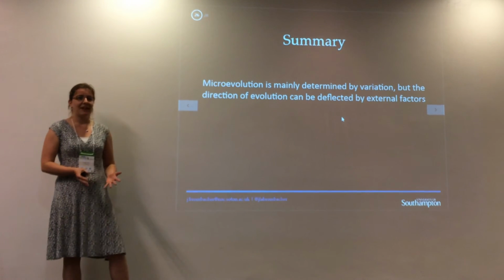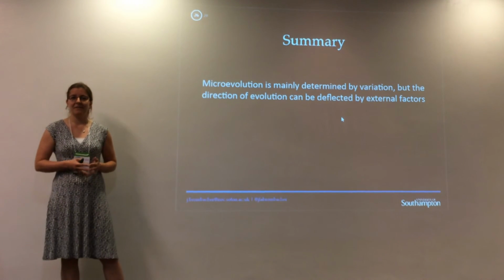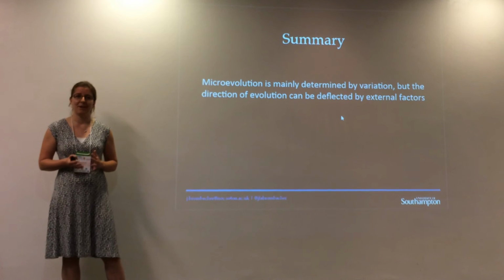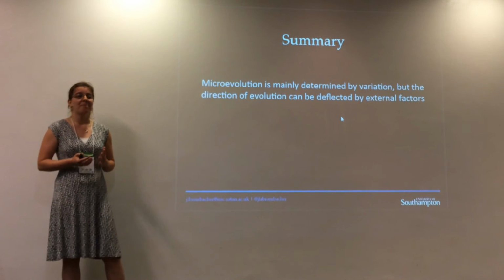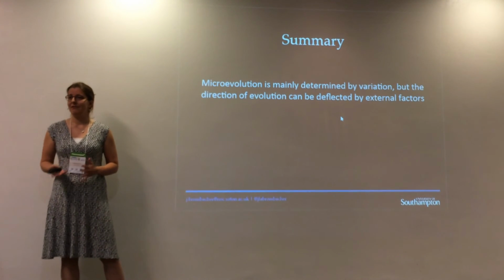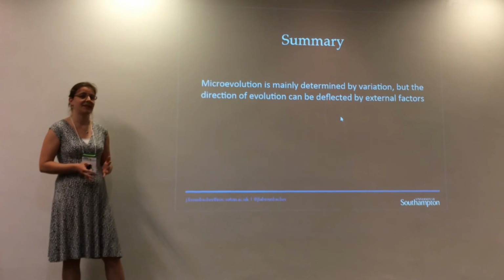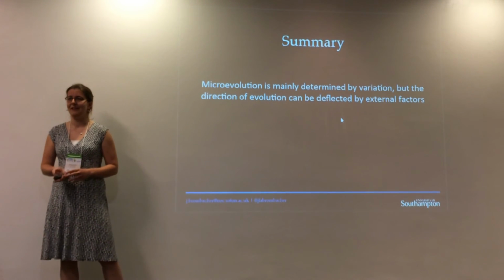So, in summary, it seems that for both species, microevolutionary trajectories seem to be determined by the variation in the species, but external factors such as environmental change can influence these trajectories and might eventually even lead to extinction.